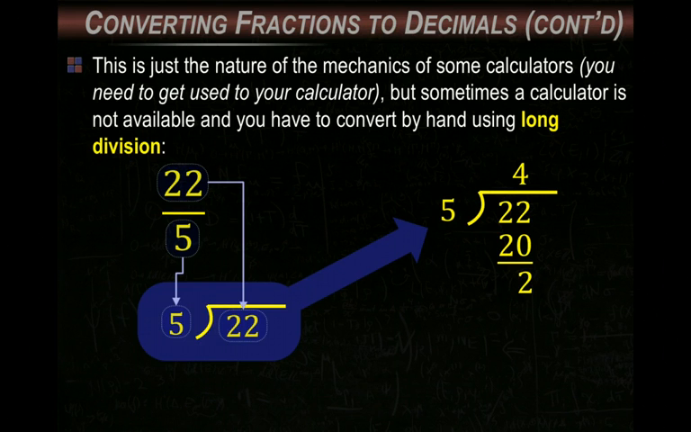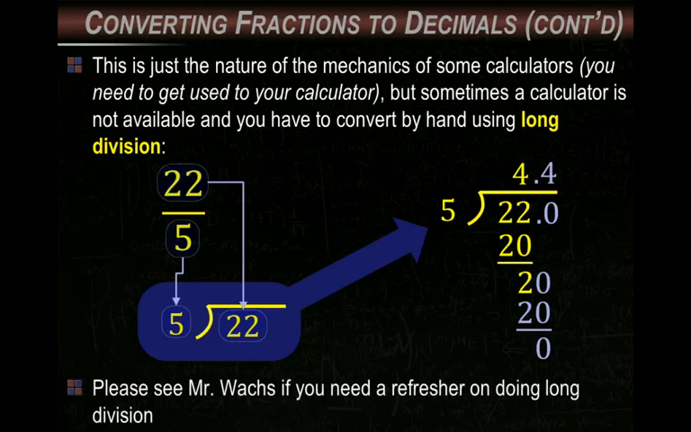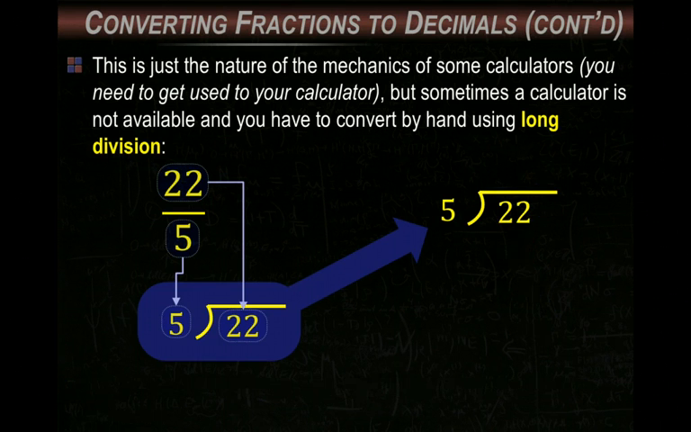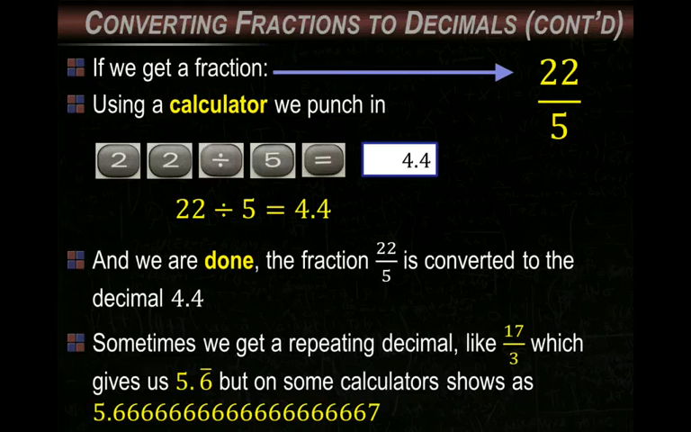See, that's a bit of a problem. So make sure you have a calculator. What I do is I bring down a 0. And I go 5 into 20 goes 4 times, and my answer is 4.4. If you're not comfortable doing long division, this is all the more reason you should have a reliable calculator handy.